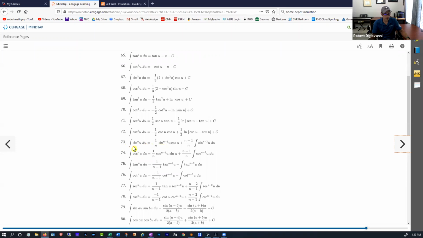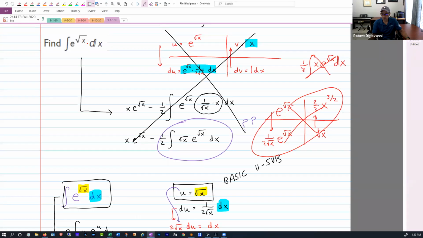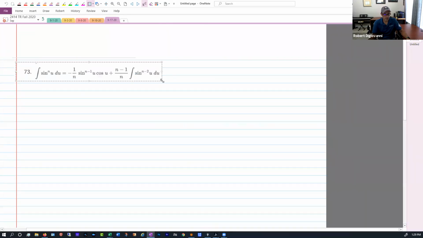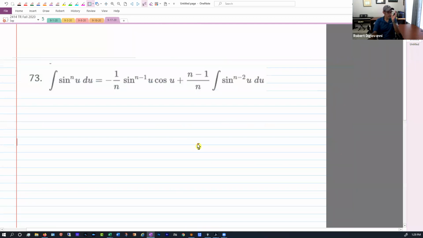I could pick any of these formulas, but there's one in particular that I'd like to do, and that's formula 73. So that's what I'm going to look at. Here's formula 73. I want us to look at the formula first, and then let's discuss what the formula does. And then we're going to see where the formula came from. We're actually going to make the formula. This formula is called a reduction formula.